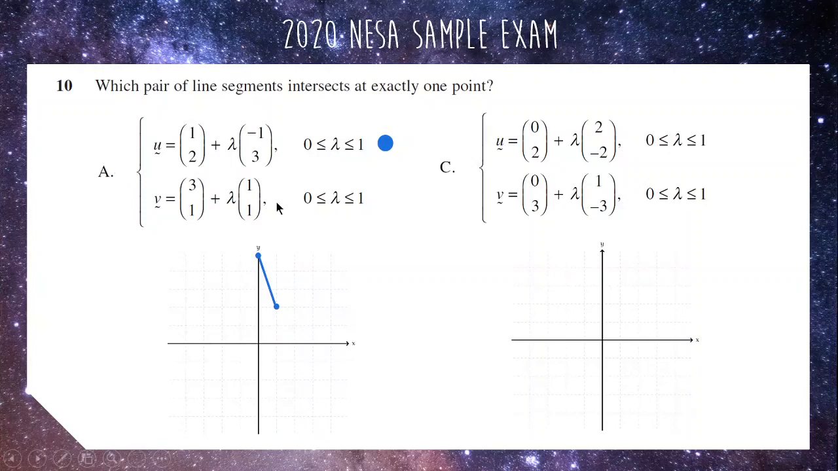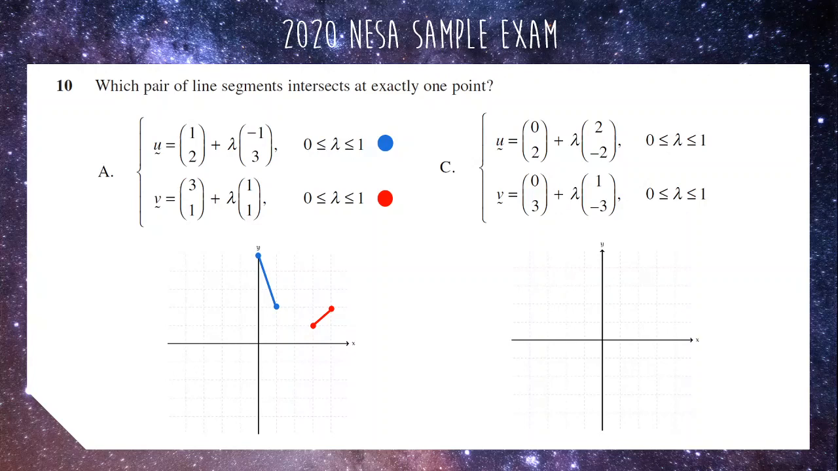All right, we can do the same thing for the second one. We'll let lambda equal 0, and we'll obviously get (3, 1), because we'll get 3, 1 plus nothing. When we let lambda equal 1, we get 3 plus 1 for our x, which is 4, and we get 1 plus 1, which is 2. So we get (4, 2), which is this point here. Okay, so the value of lambda between 0 and 1 gets us the line from here to here. And there we go. These two line segments are clearly not intersecting.